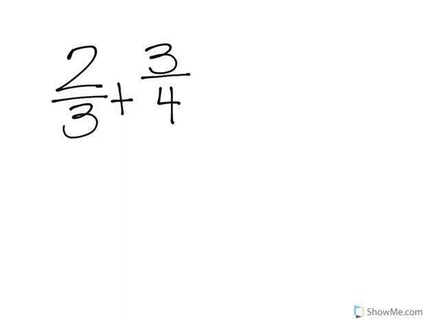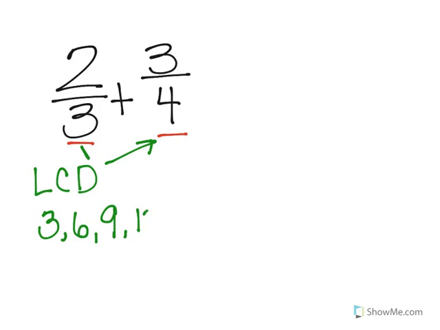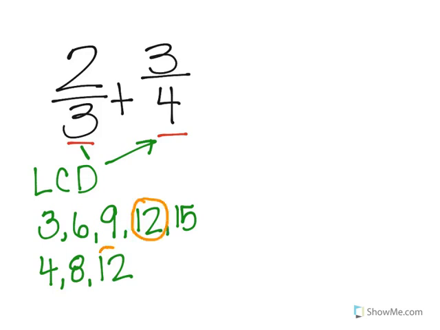Well, notice they do not have the same denominator, and we have to have the same denominator when we're adding. So what we're going to do is find the least common denominator. That means the smallest multiple that these two denominators have in common. Let's count by threes. 3, 6, 9, 12, 15, and I'm going to stop right there. And now we're going to count by fours. 4, 8, 12. And I can stop right there, guys, because look, they have 12 in common.